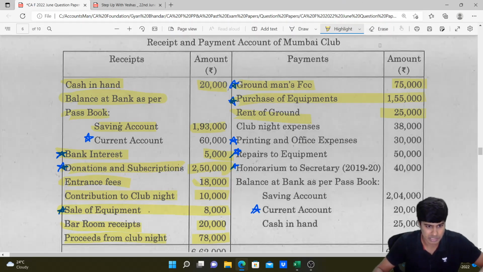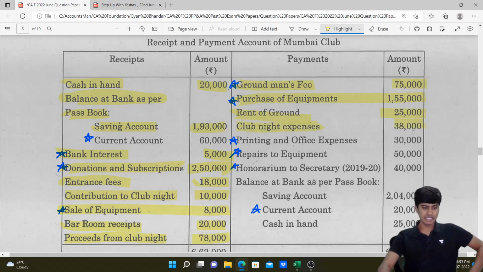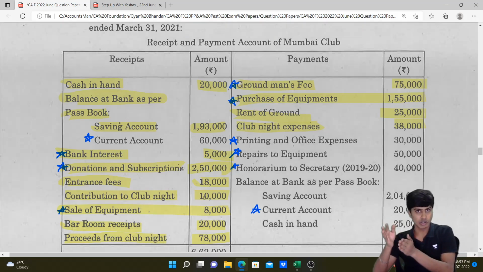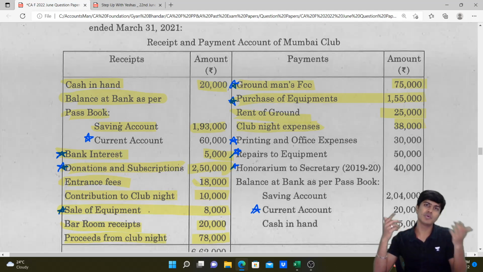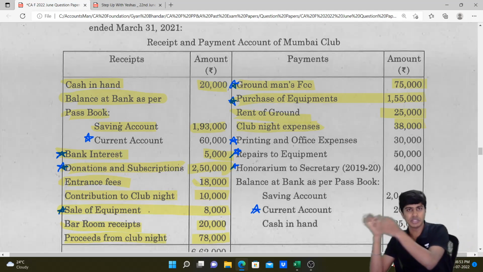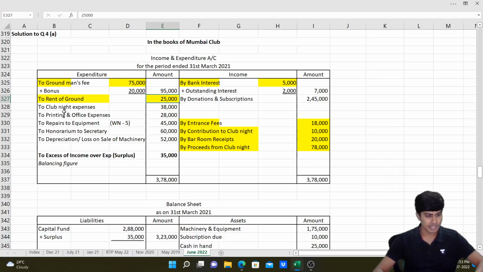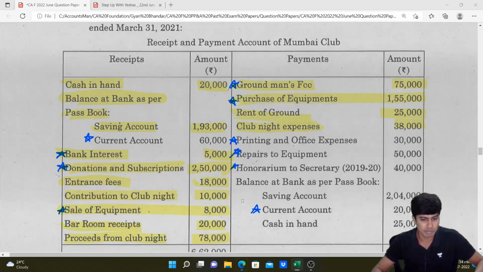What do you have after that? Club night expenses 38,000. Two ways. Either this can be deducted from our club night proceeds, which is written in the inner column, but if you would not know what expense is for which income, then it is totally okay to write that income in the outer column and write this item on the expense side in the outer column. So I'll write it on the expense side. Club night expenses 38,000 on the expenses debit.